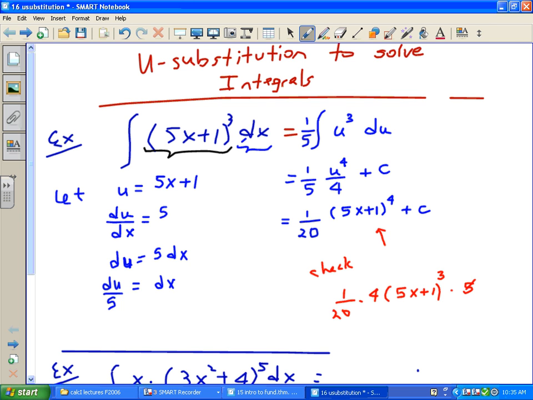Now, 5 times 4 is 20. 20 over 20 is 1. Did I get back what I started with? I did, right? (5x plus 1) to the third, (5x plus 1) to the third. So it works, and it saves us a lot of time.